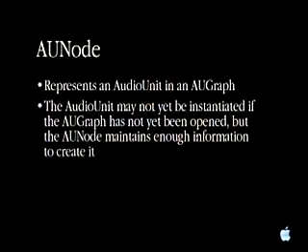Another reason you might want to use AU Graph is that it maintains a representation of the graph even when the audio units themselves are not instantiated. And it also takes care of and embodies the state that the audio units are in, as we'll see. AUNode is the primary object that's represented in an AU Graph. An AUNode actually represents a particular audio unit in the graph, whether that audio unit is instantiated yet or not. It's a placeholder representing that audio unit.